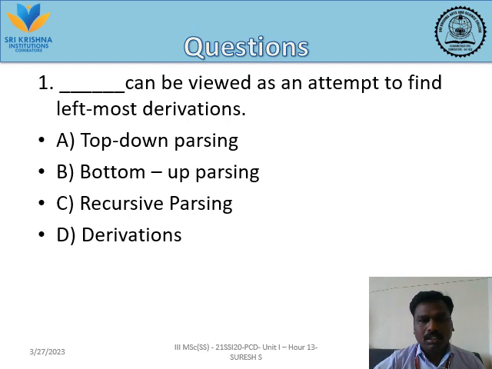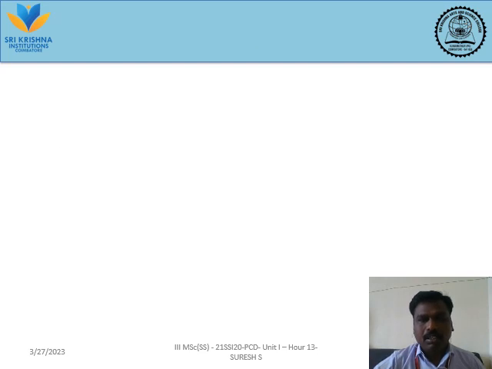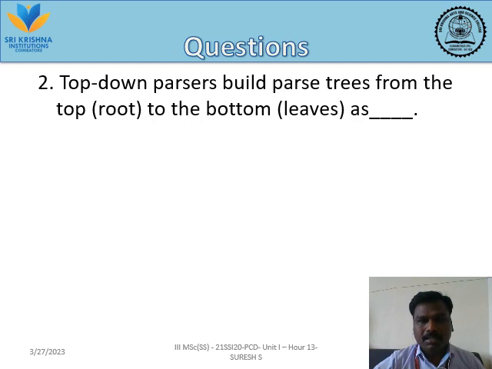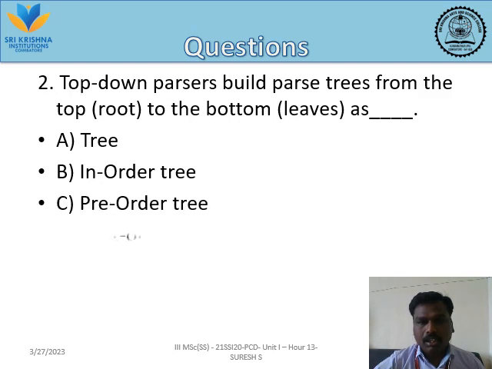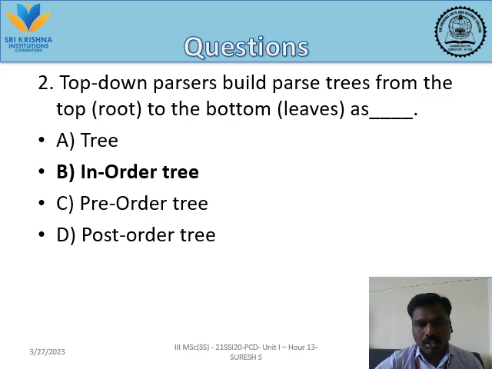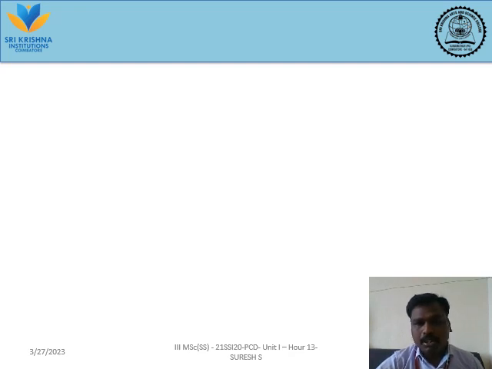Yes, you are right. That is top-down parsing. Then the next question: top-down parsers build parse trees from the top, that is root, to the leaves at the bottom. What do we call this? The options are in-order, pre-order, or post-order tree. Yes, you are right, it is pre-order, not in-order. It is wrong here, so the correct answer is this. I'm sorry, it was a mistake. Because in pre-order it is the root, then left subtree, then right subtree. That should be the order.